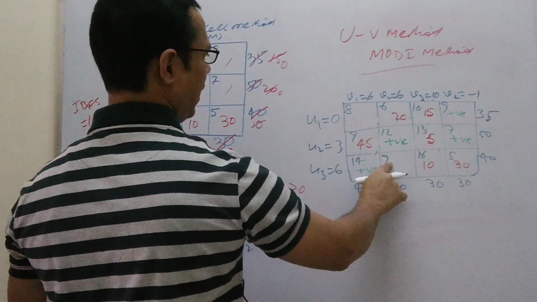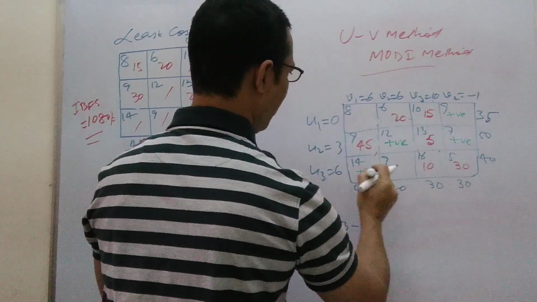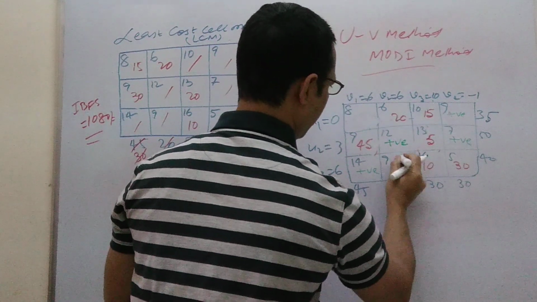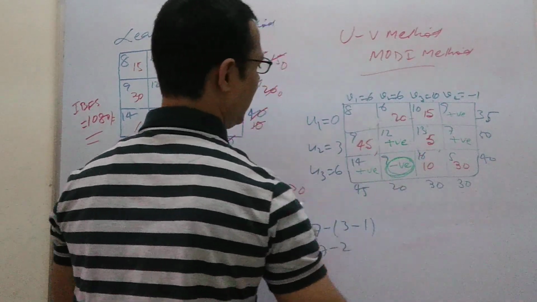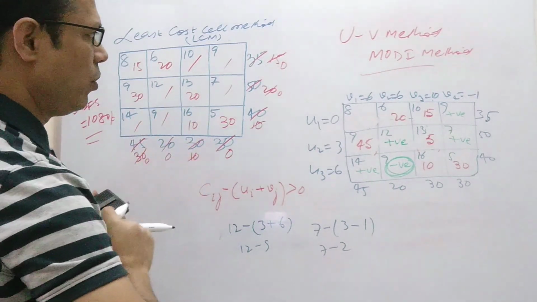Positive. Now here 9, 6 plus 6, 12. 9 minus 12, negative. Here I've got negative. It means there is a chance this cost may get reduced. Means cost is going to be reduced.